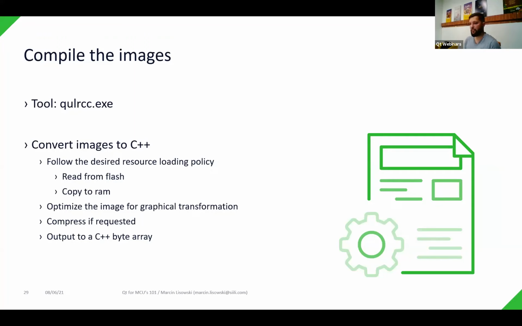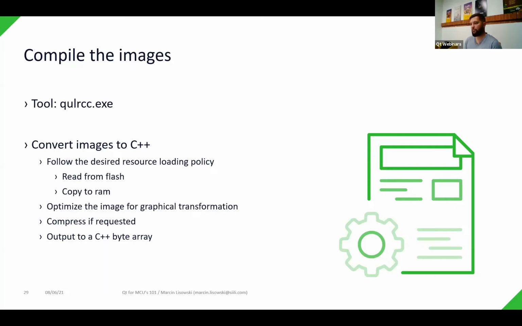This tool can optimize the image for some graphical transformations, so you can decide if a particular asset is going to be rotated or scaled, and then QRCC will mark that file for the platform: this asset, this resource is going to be rotated, and then the platform can do a special thing. For example, it can put that into the faster memory for faster access, and then the rotation will be faster. But this will be done on the platform, and QRCC is just following the optimization flags and also the loading policy. It will compress the image if it's needed.